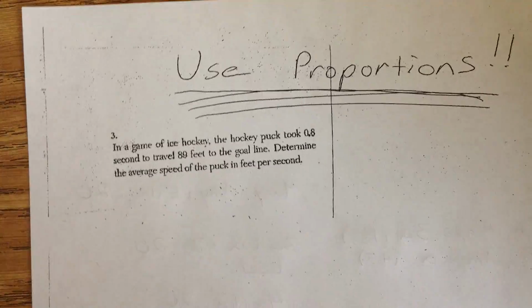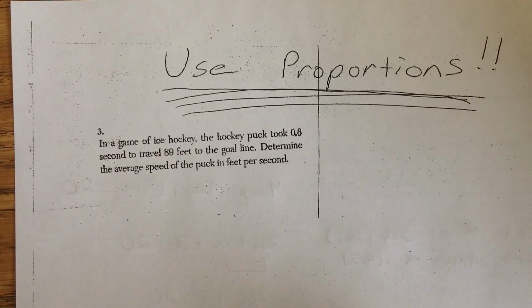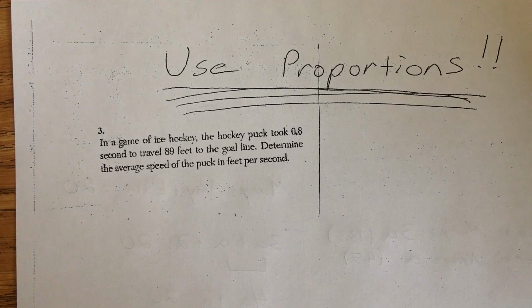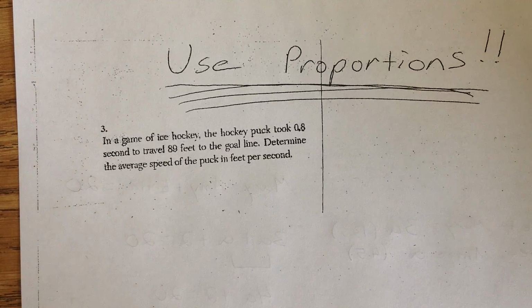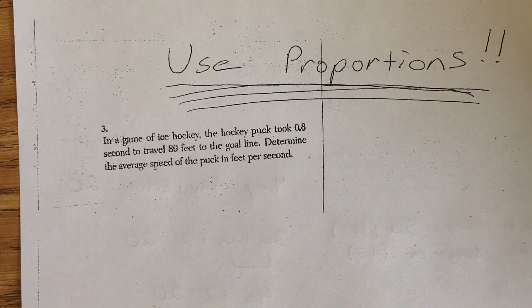All right, in big letters, it says use proportions. All right, so let's see what it is asking us to do here. In a game of ice hockey, the hockey puck took 0.8 seconds to travel 89 feet to the goal line. Determine the average speed of the puck in feet per second.